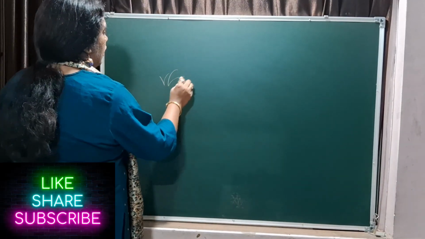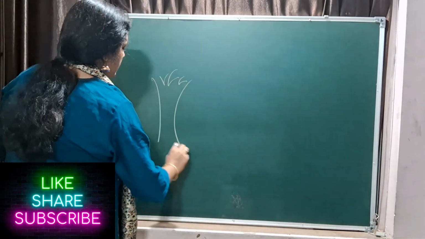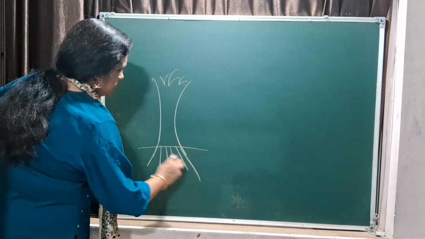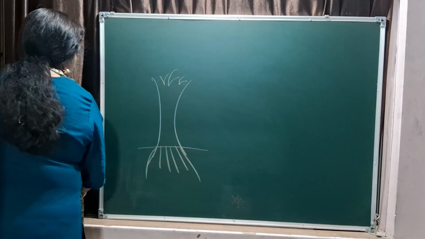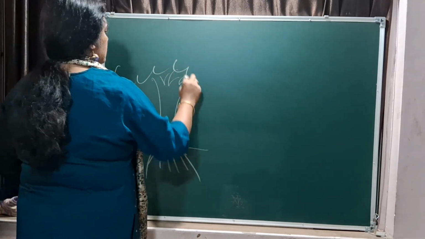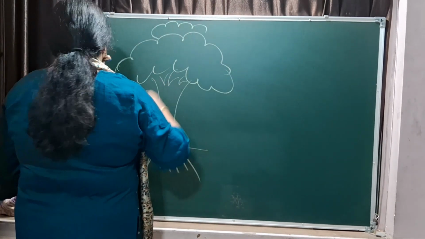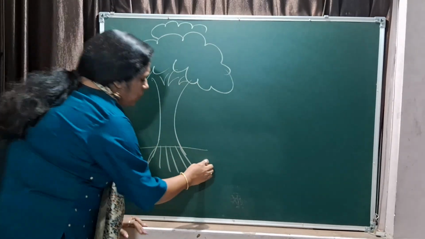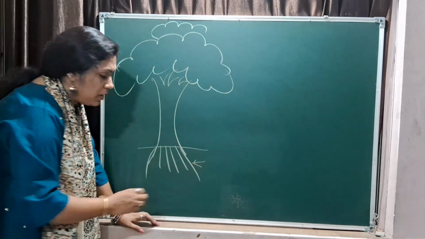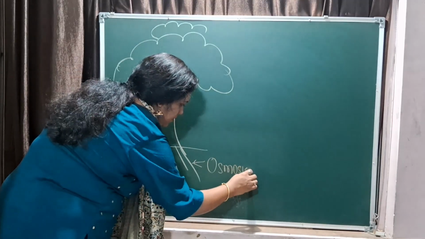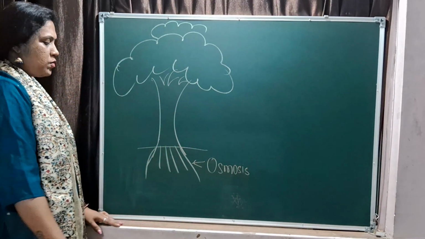Now, when you have to draw a plant, this is the plant. Under the ground there are roots. Is that clear? Followed by you have the leaves. Right, this is the plant. Now, what happens? In the root, the water and the minerals are absorbed. So, the process basically involved here is osmosis, okay, endosmosis.